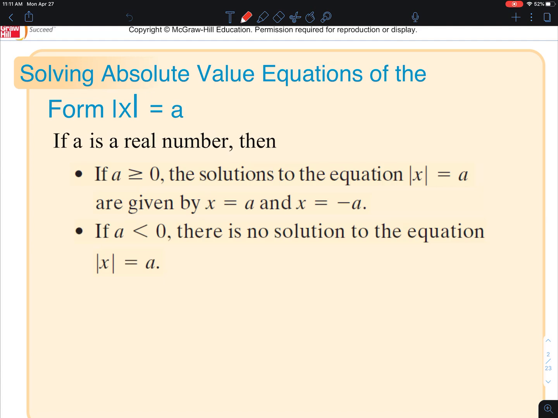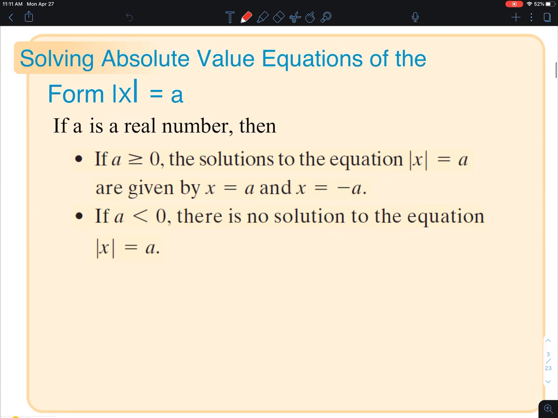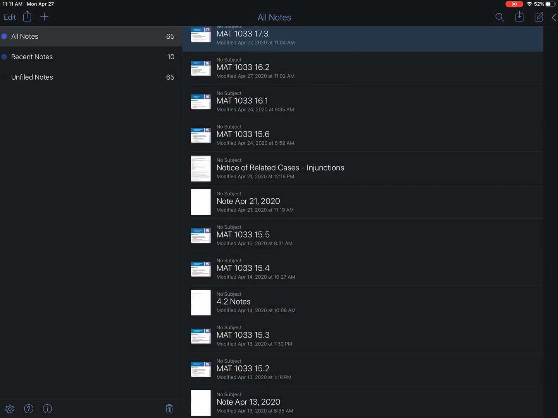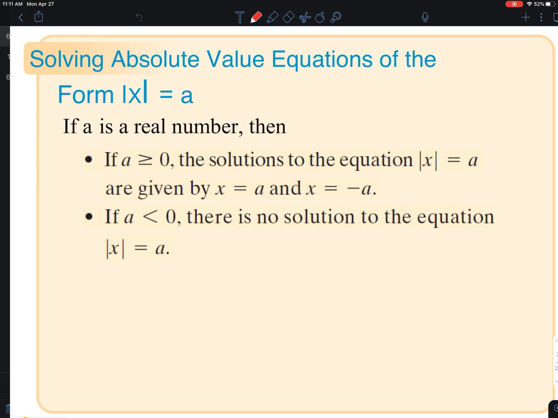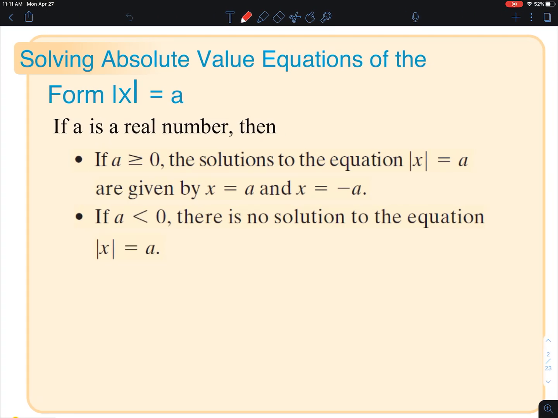Now, absolute value equations, what happens is the absolute value of, sorry, let me make sure that I got my pencil working. 17.3. Hold on a second. Make sure my pencil is connected. There you go.